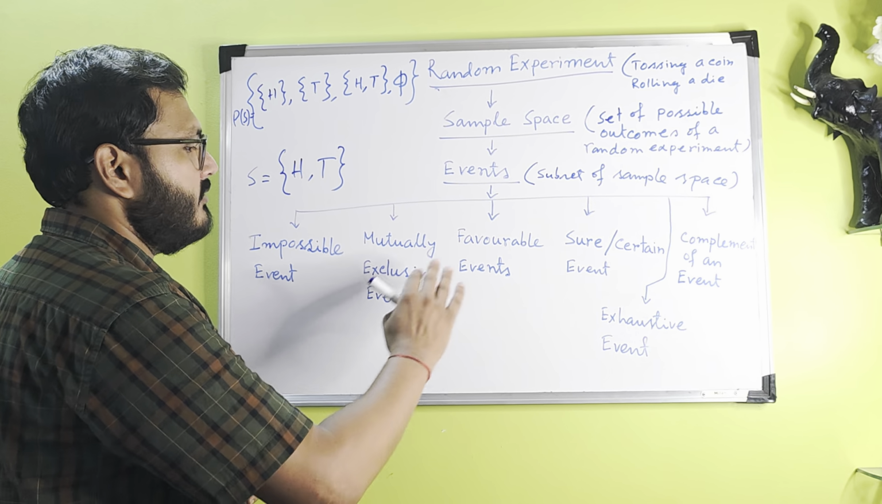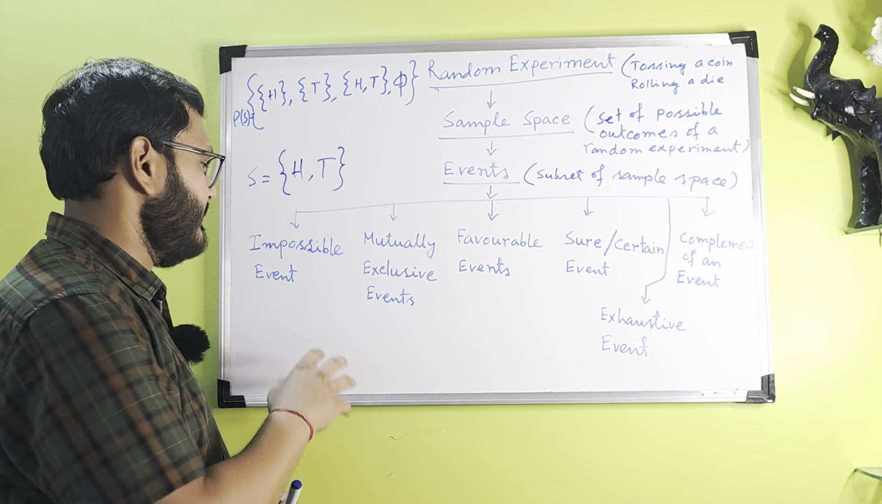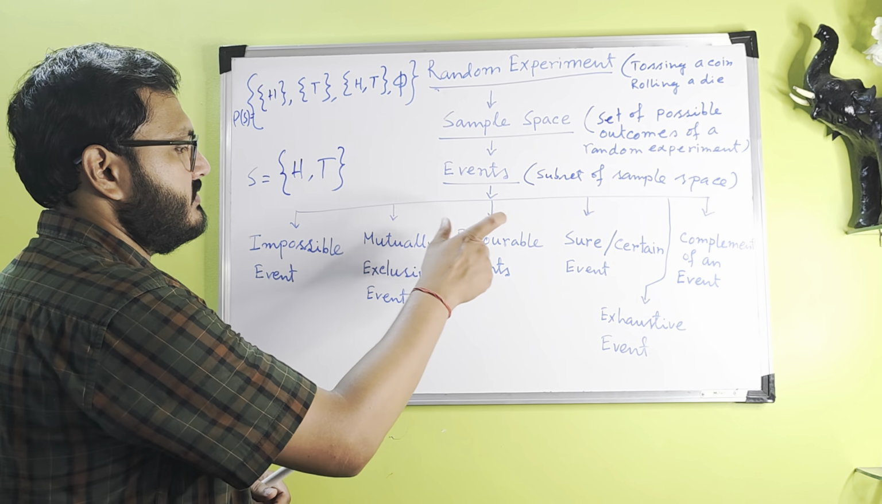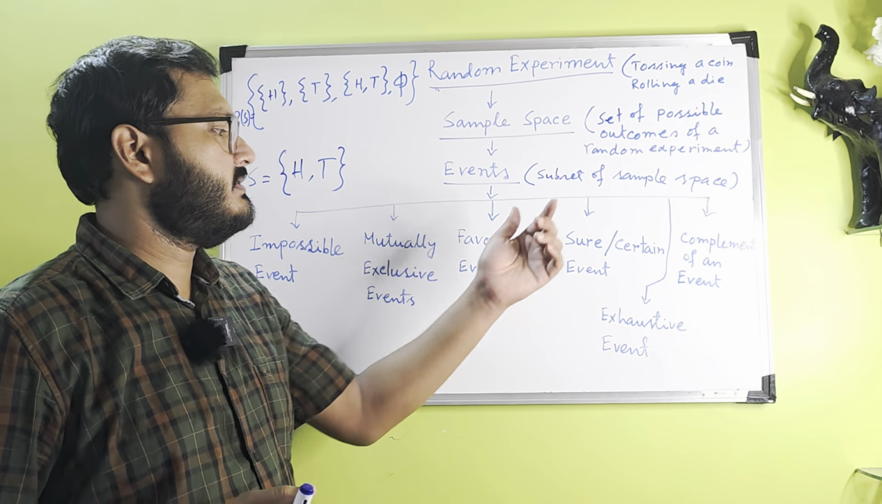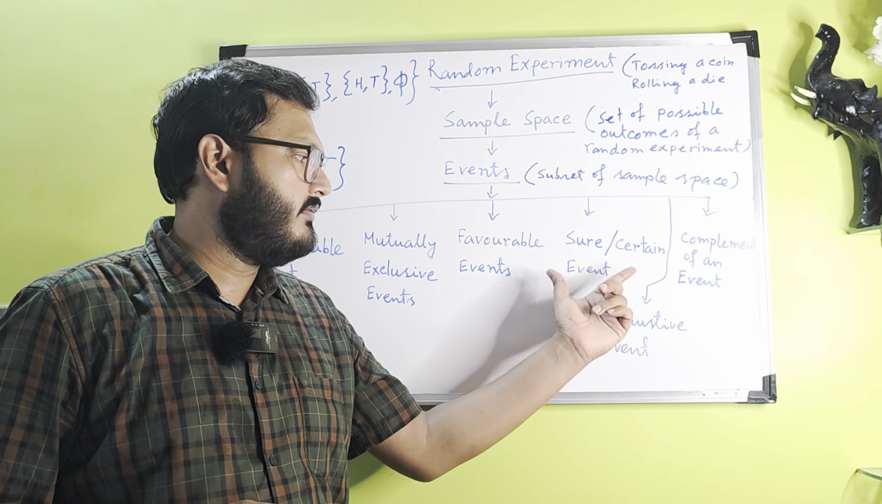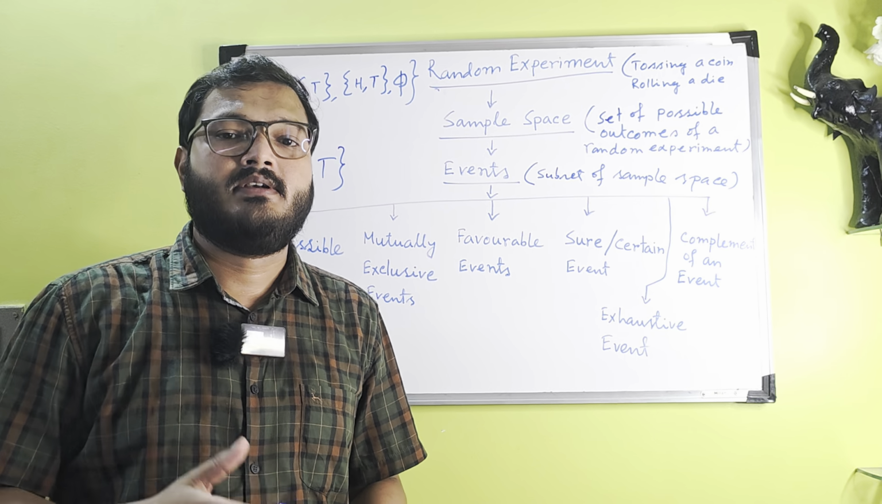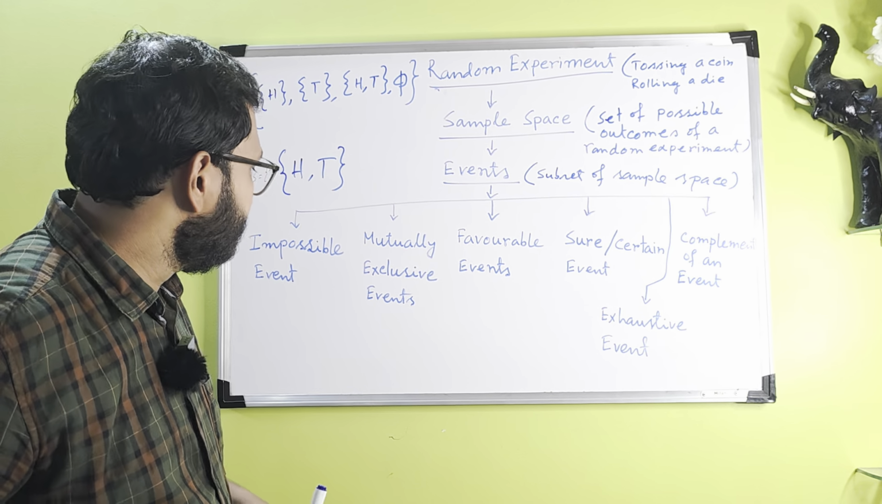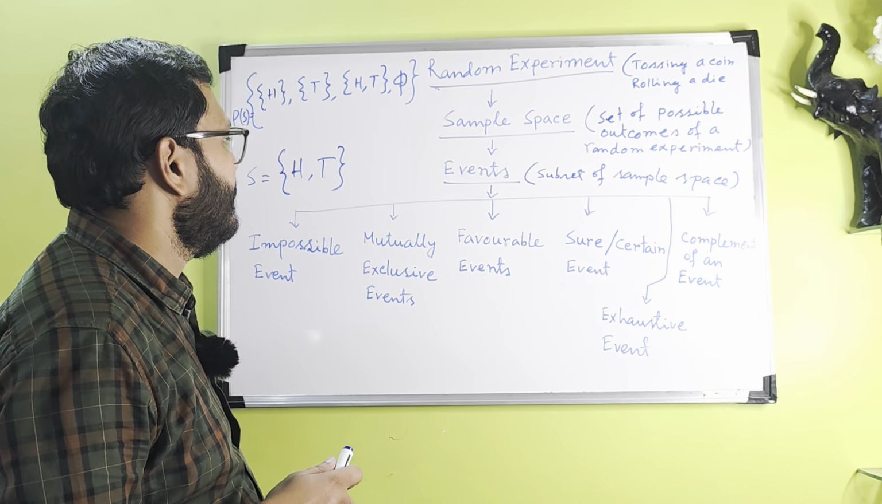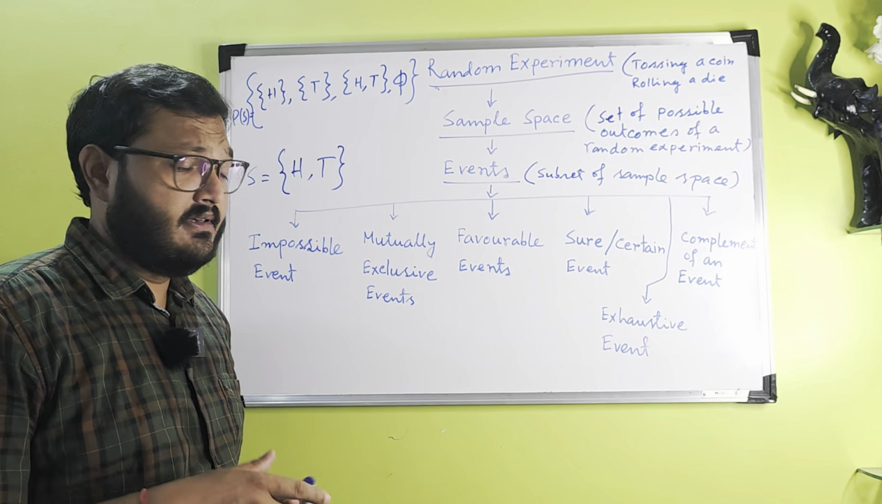Okay, we'll discuss one by one the events: impossible events, mutually exclusive events, favorable events, sure event, exhaustive event, and complement of an event. Let's start. First, impossible event.